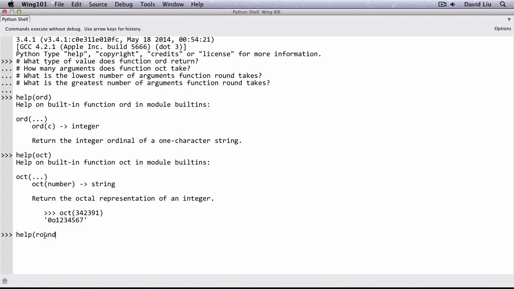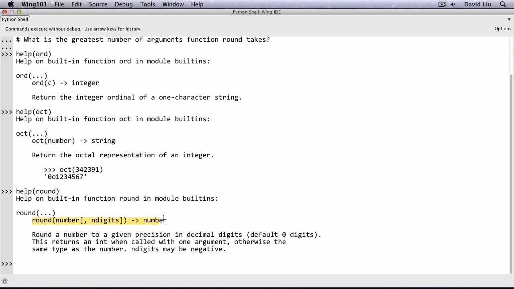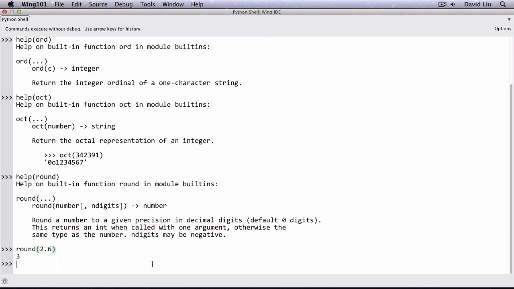Finally, let's look at round. And we see that this line is a bit trickier now because there are square brackets in the list of arguments. Square brackets here mean optional arguments. That is, arguments that could either be included or not be included. How does this work? Well, I could call round of 2.6 with just a single argument, 2.6, and the function description tells us that round returns an int when this is called with one argument. So I would expect this to round up to 3, which is an int.